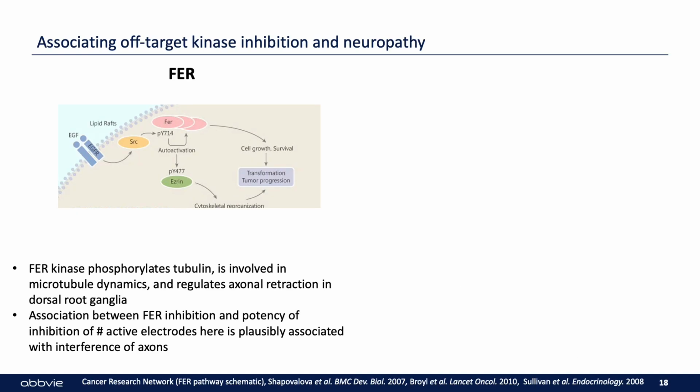We further interrogated the role of FER kinase and IGF-1R on peripheral neurons using a literature search. FER kinase is known to phosphorylate tubulin, is involved in microtubule dynamics, and regulates axonal retraction in dorsal root ganglia. Therefore, there is a plausible association between off-target FER inhibition and the potency of inhibition of number of active electrodes that we saw in our in vitro assay, assuming that number of active electrodes is a metric of how far the neurites extend in vitro.